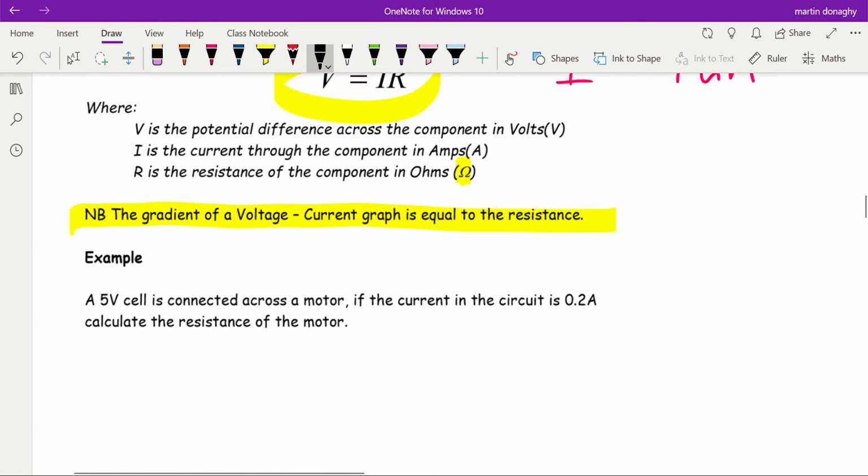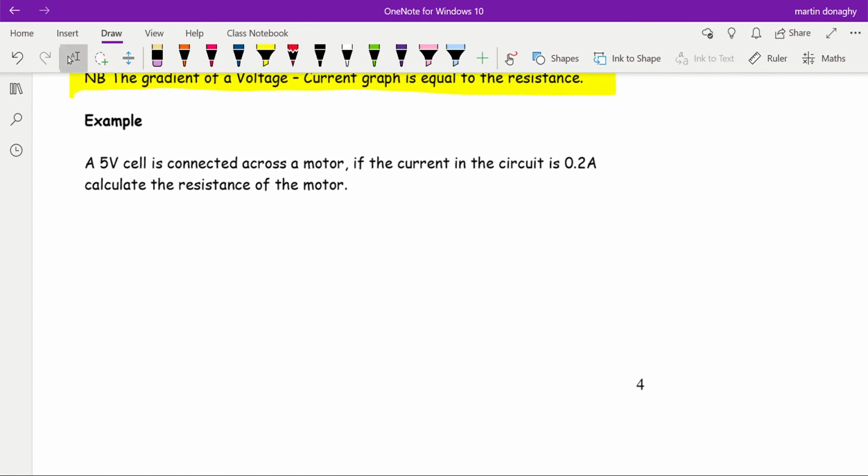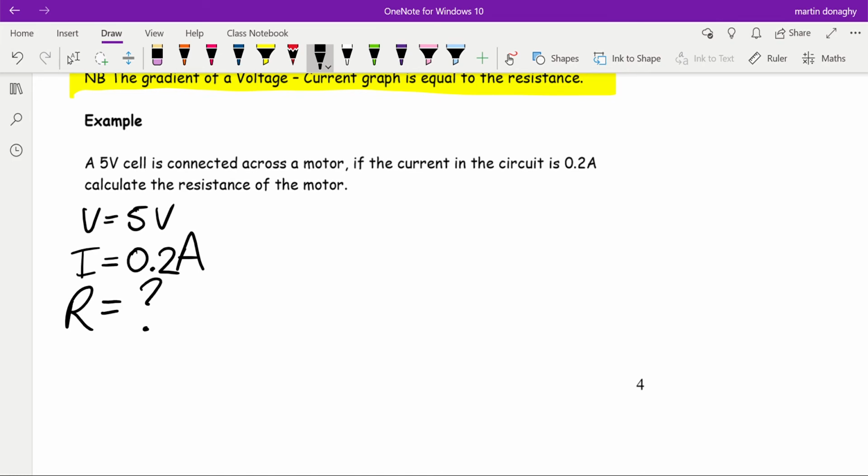So let's look at an example. It says a 5-volt cell, so we've got a voltage of 5 volts, is connected across a motor. If the current in the circuit is 0.2 amps, calculate the resistance of the motor. Okay, always do that at the start. Write out the information you're given. Write out the equation, V equals IR.